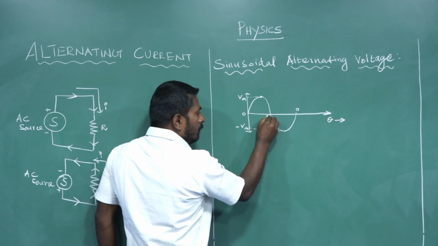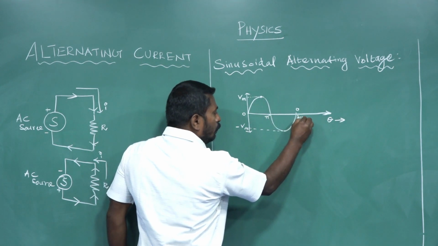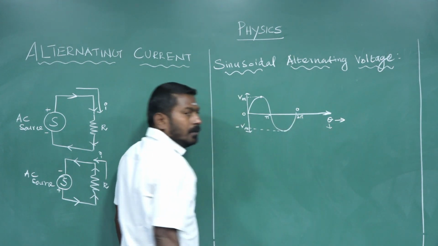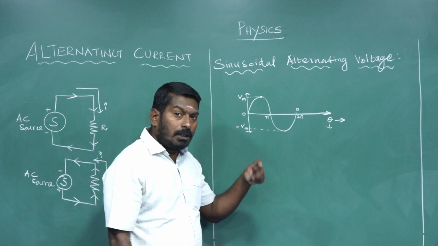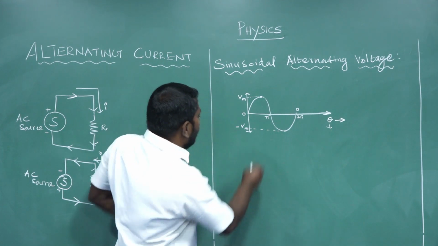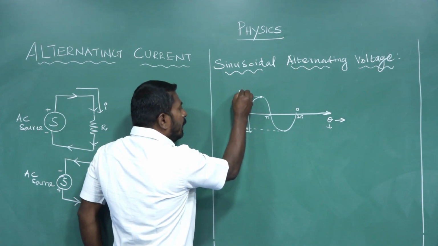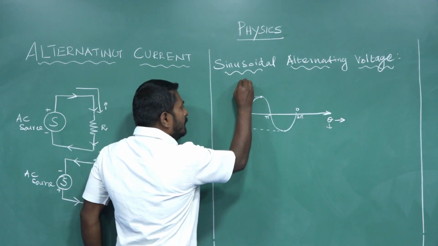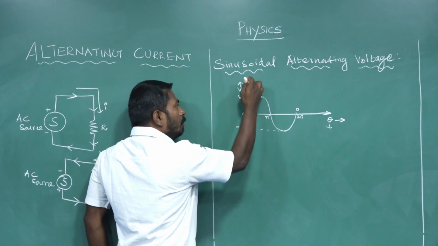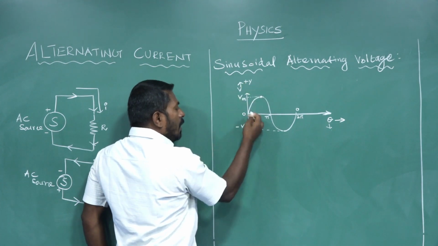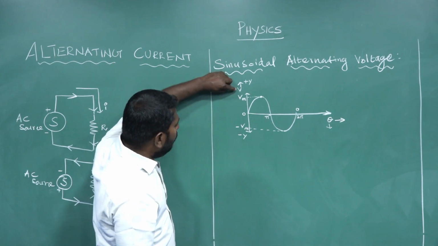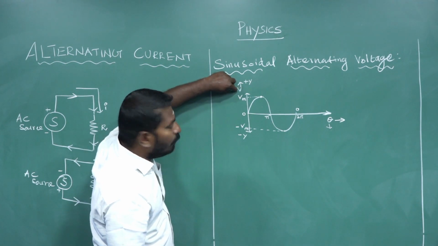0, pi, 2 pi, with theta taken along the x-axis. Theta is nothing but the angle between the normal to the plane of the coil and the direction of the magnetic field. The instantaneous voltage V is taken along the y-axis, from 0 to the positive y-axis and from 0 to the negative y-axis. So V represents the instantaneous value of alternating voltage.